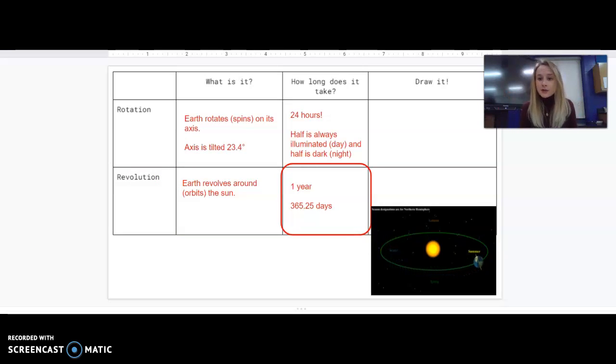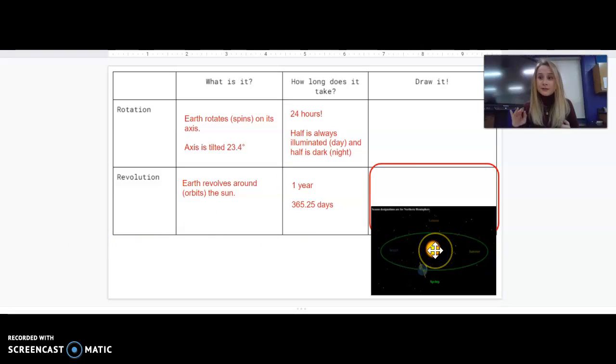1 Earth year is 365.25 days, so it's a little bit longer than 365. So what we do is take those 0.25, 0.25, 0.25, 0.25, and every 4th year we have a leap year where we're adding a day to account for that quarter of a day that we have every year. And I want you to draw a picture of Earth's revolution, Earth going around the sun in a counterclockwise way.